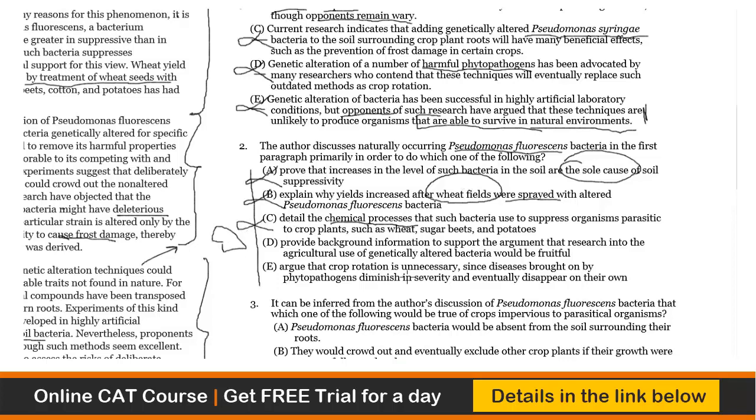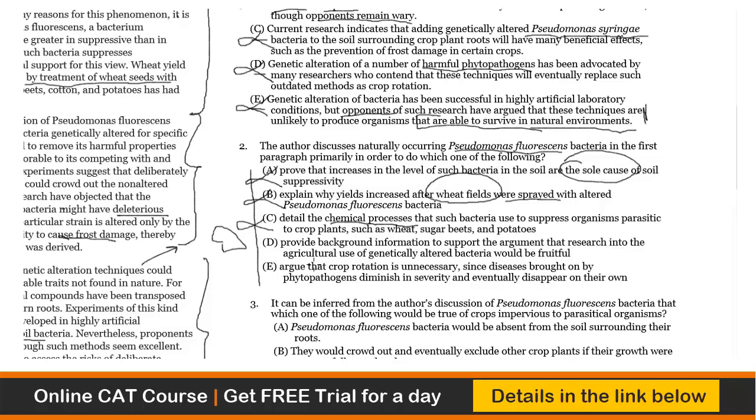E says argue that crop rotation is unnecessary since disease is brought on by phytopathogens. Is he arguing that crop rotation should not be done? He has not said that. He said that if you grow a single crop, the single crop develops phytopathogens, and because of that, the yield decreases. And if you rotate, there's a solution for that. And if you don't rotate, even without rotation, after several years, the severity of the phytopathogens decreases. So he has not said that there should be no crop rotation.